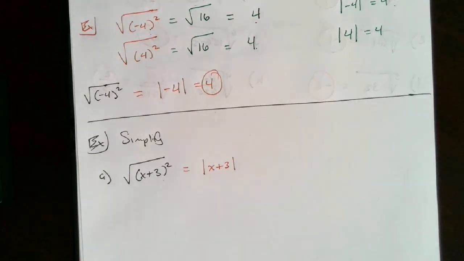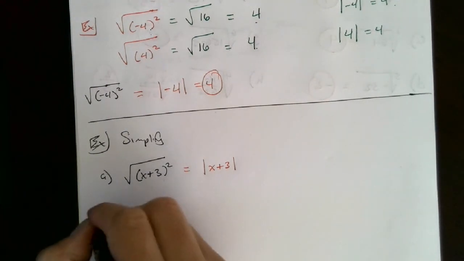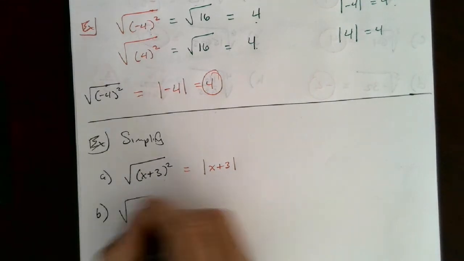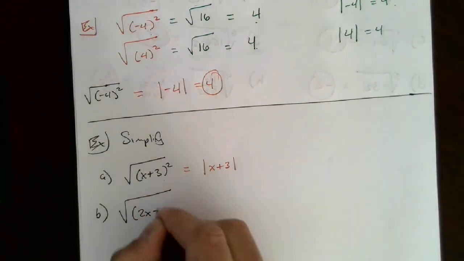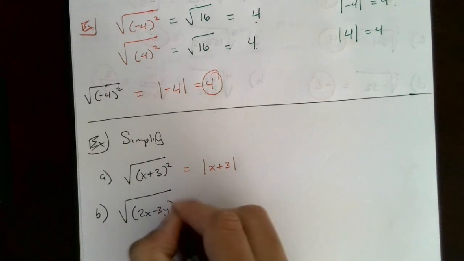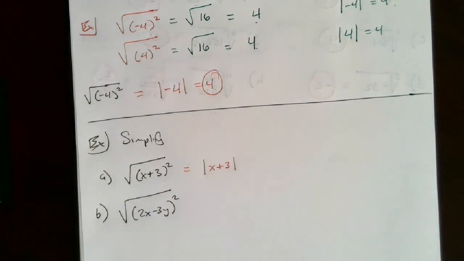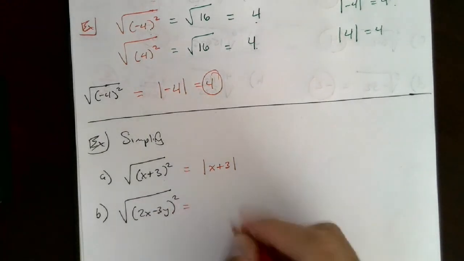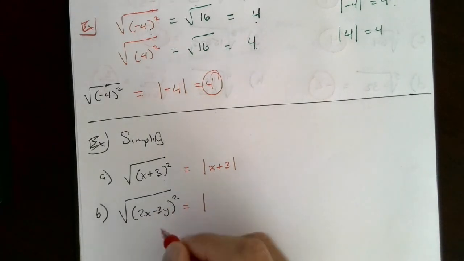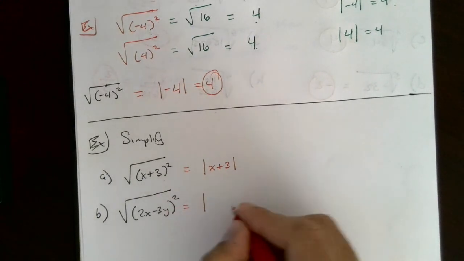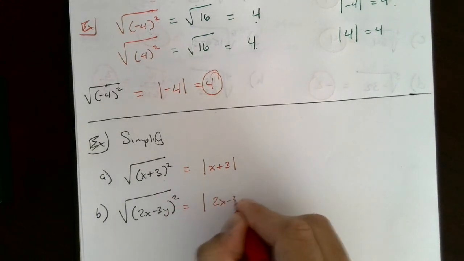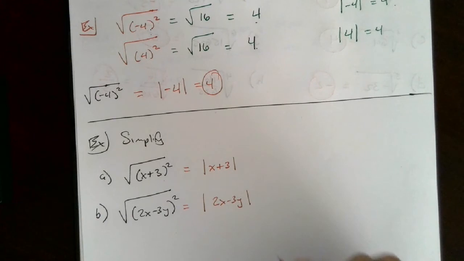Alright, so the next one. If I said I had the square root of 2x minus 3y, the quantity squared. Again, don't square this. Don't multiply it by itself. What you really want to do is say, okay, if the square root of something squared, you can't just cancel the square root and the square. We really have to say it's the absolute value of whatever the base was. So it's the absolute value of 2x minus 3y. And then close it off.